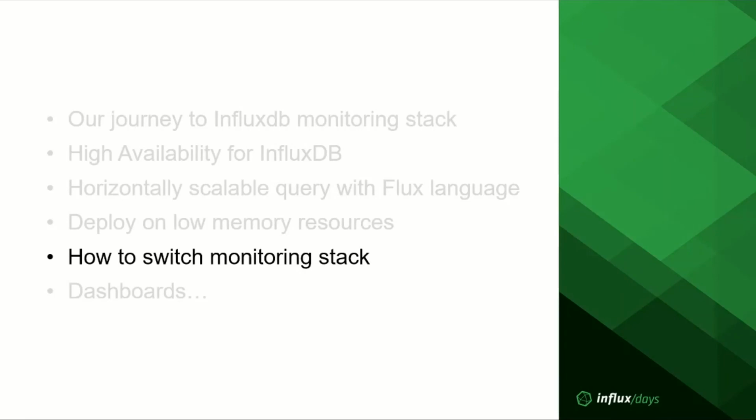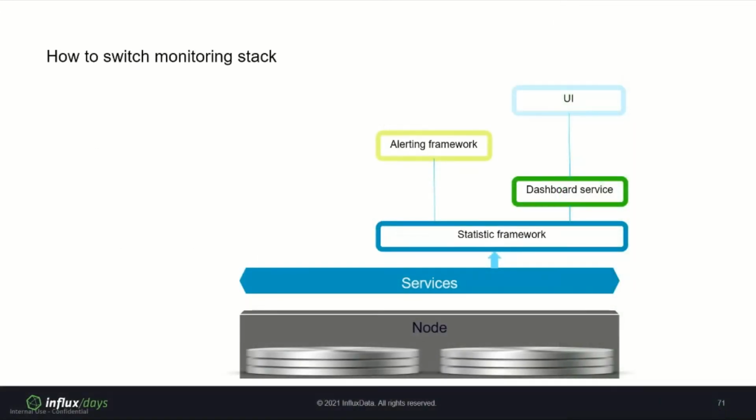Now I will provide you a brief overview of the steps we had to do to actually switch our monitoring stack. First, when we started to work on changing the monitoring stack for ECS, there was already a working monitoring framework. All services were pushing metrics to the statistics framework. The UI used a special dashboard service which prepared data from the statistics framework. And we also had an alerting framework with different alert rules defined.